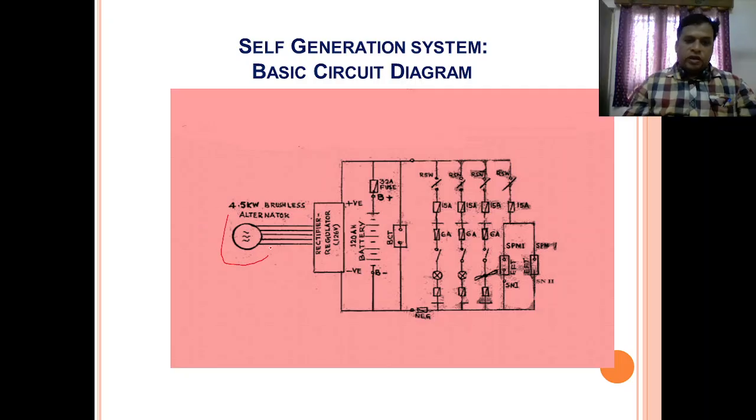This is the 4.5 kilowatts brushless alternator, and this is the rectifier that we are using, with positive and negative terminals. These positive and negative terminals are there because the AC supply is converted to DC here, and the DC supply is given to this fuse, a 32 ampere fuse.